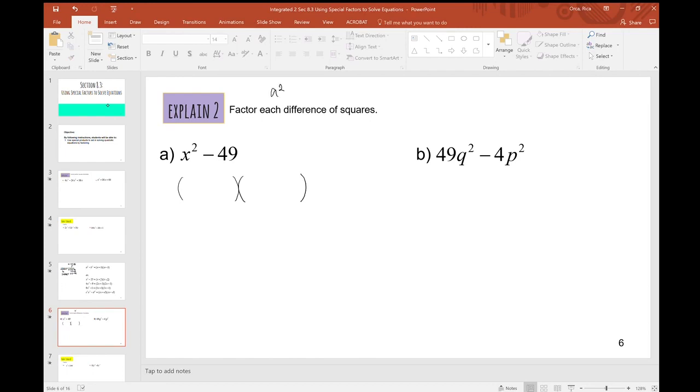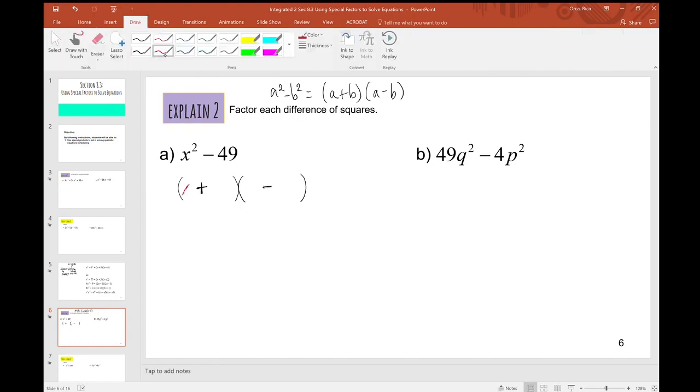The formula tells us that a squared minus b squared is equal to a plus b times a minus b. So that said, I know that my factors are going to be identical, except for the fact that one will be positive and the other one will be negative. So x times x is going to give us our x squared, and 7 times negative 7 will give us negative 49. And so this is our answer.